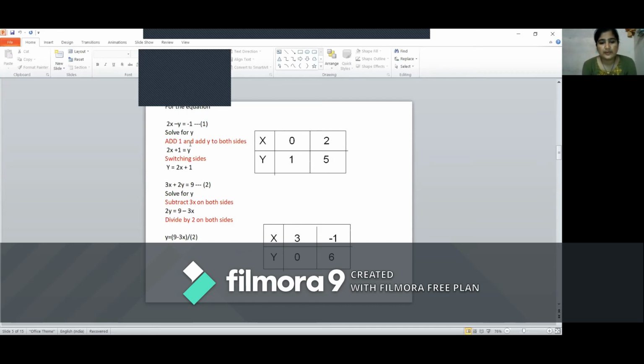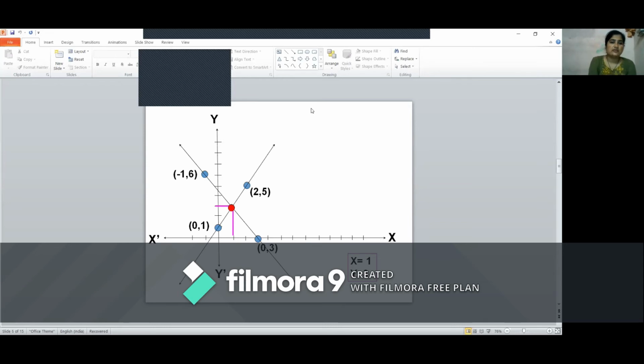So I have two pairs of the values of x and y. The first value is (3, 0), the next value is (-1, 6). So let's plot these values on the xy coordinate plane.